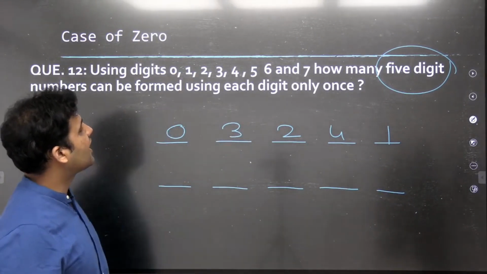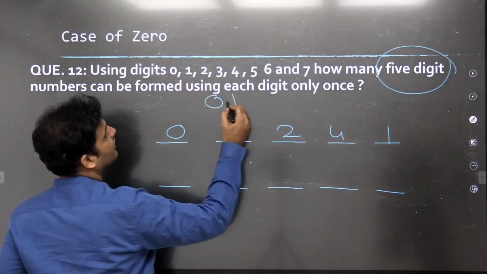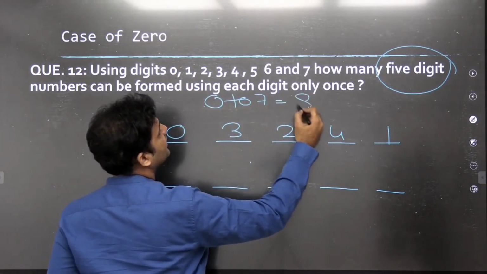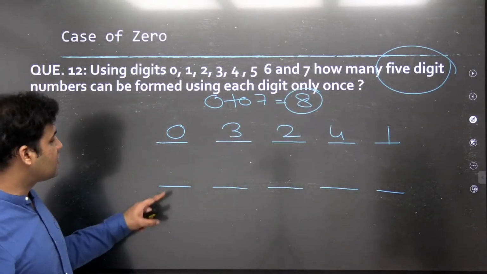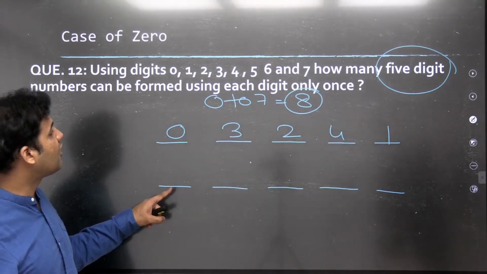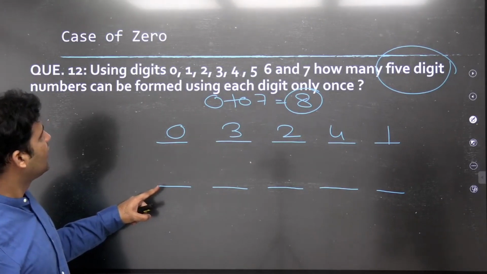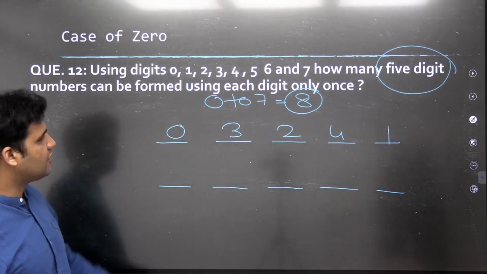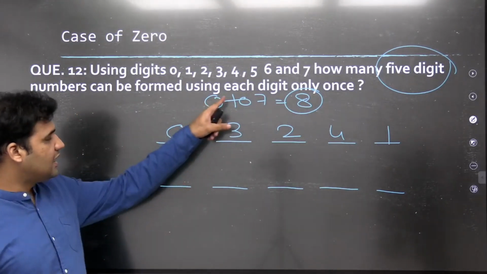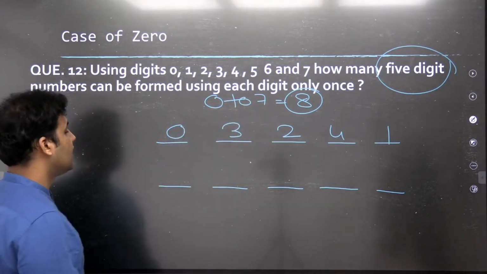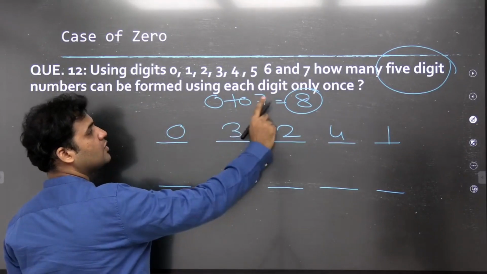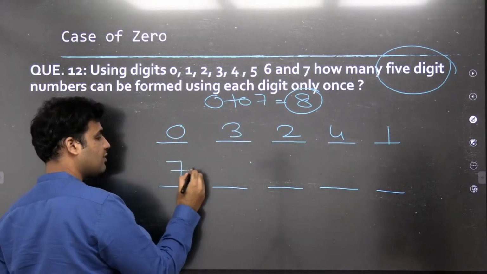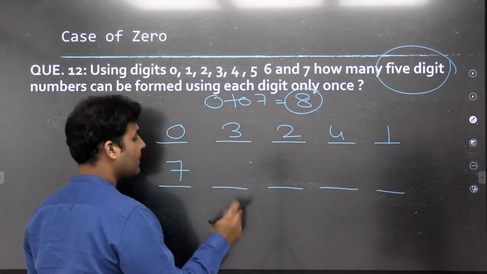Now, how many digits do I have? From 0 to 7, I have a total of 8 digits. If the total number of digits given to you is 8, tell me, guys, the first place can be filled in how many ways? How many 5-digit numbers can be made, right? Each digit is being used once. So the first place cannot be filled with 0. Other than 0, you can use any of the 7 digits. So the first place can be filled in 7 ways.